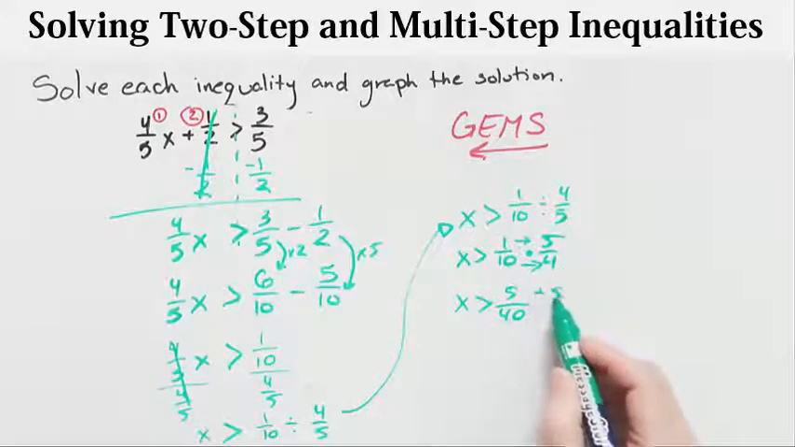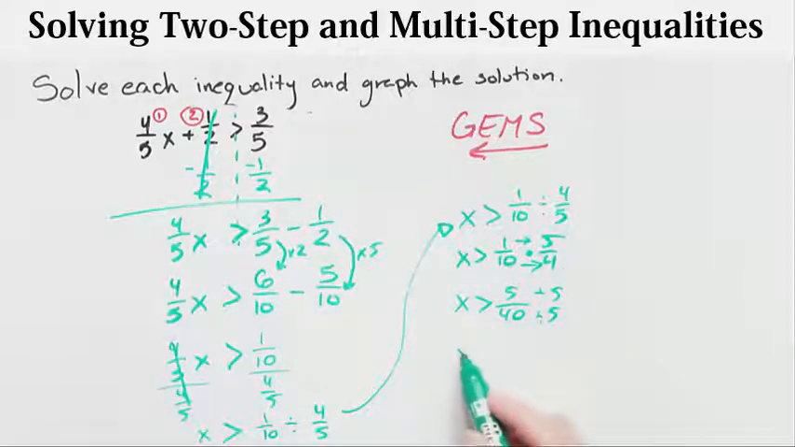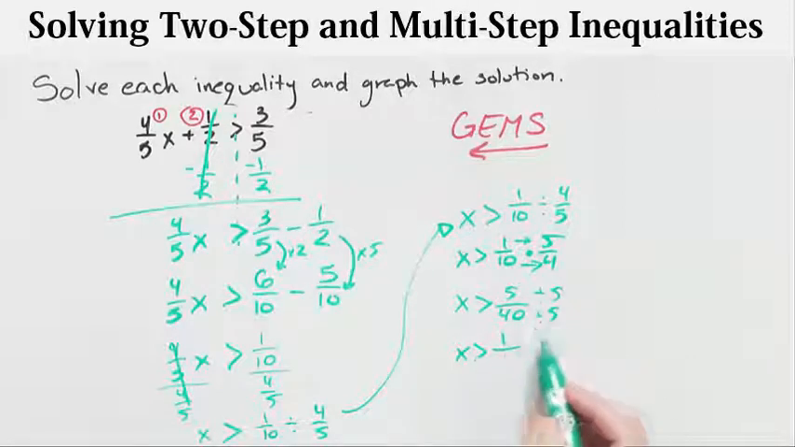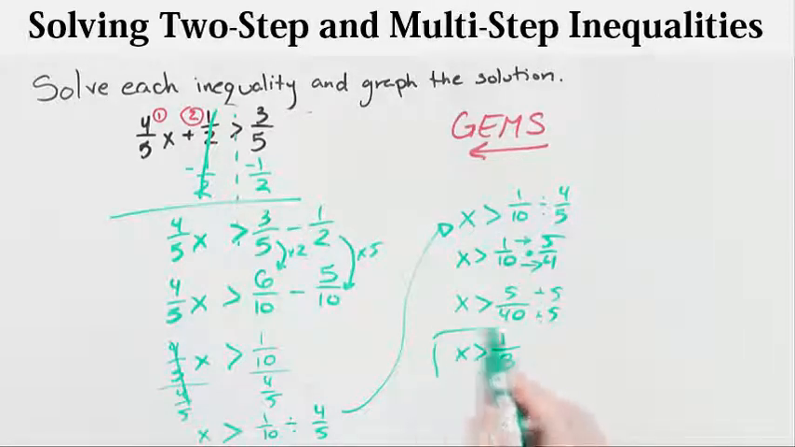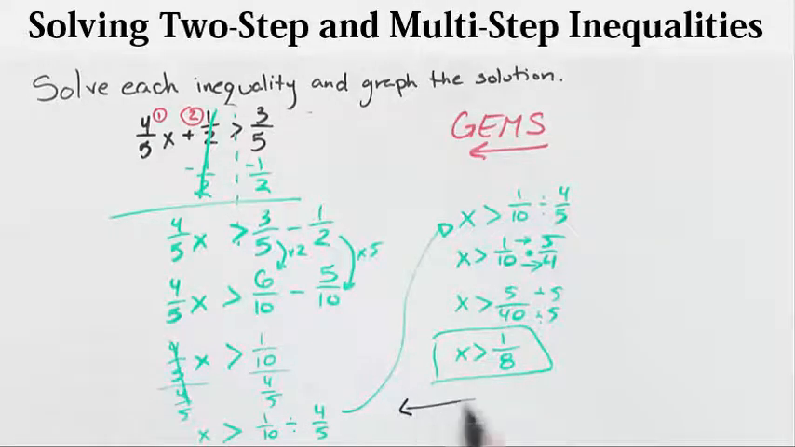I know both numbers have the number 5 in common. So when simplifying my fraction, 5 divided by 5 is 1. 40 divided by 5 is 8. So I'm graphing the fraction. X is greater than 1 over 8. So here's my number line. 1/8 is the number in question. Not equal, so it's a not colored in circle.